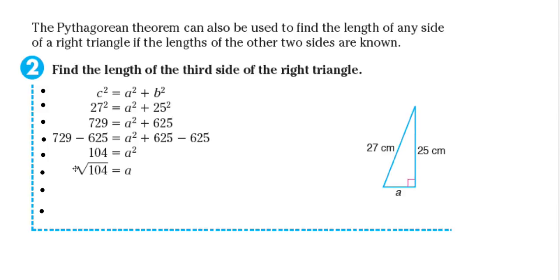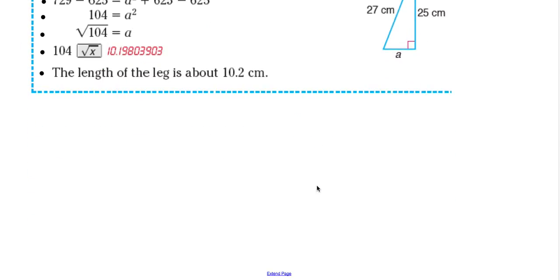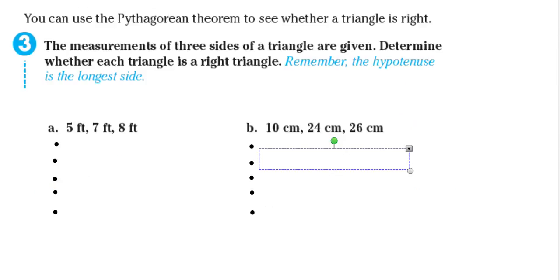A equals radical 104. And if you notice, radical 104 is not a square number, so that becomes an irrational number. Using a calculator, punch in 104 and then press the radical button, and you get the value of 10.1980393, or about, to the nearest tenth, 10.2 centimeters. So the length of our leg A is 10.2 centimeters. That's example number 2.